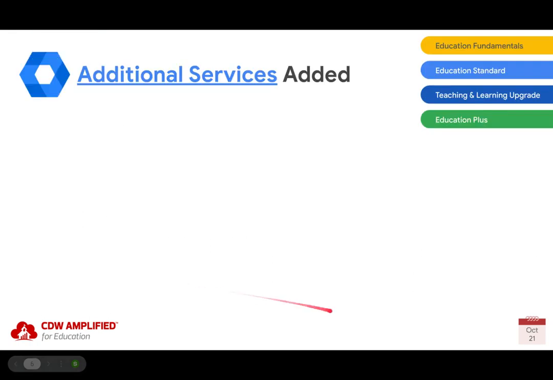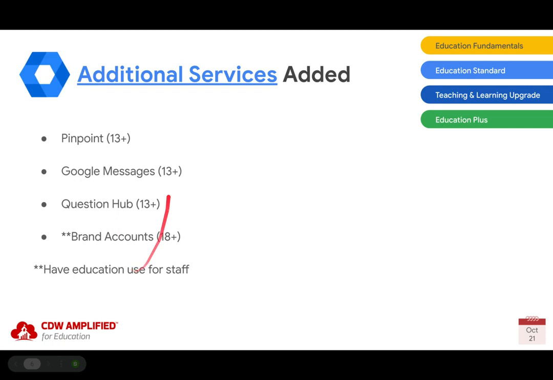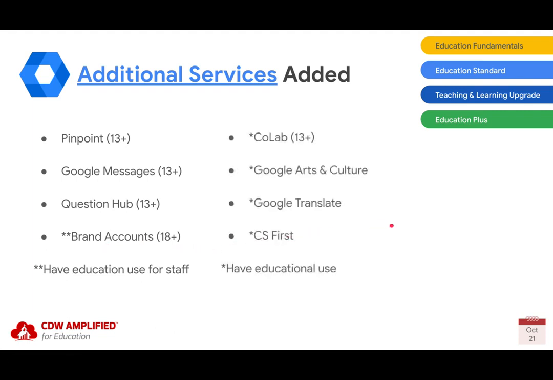So going into additional services, first, we'll talk about the more boring pieces. In our additional services in the admin console, Pinpoint, Google Messages, Question Hub, brand accounts, these were services that were all added into the console last year. You can forget about any of these besides brand accounts. Yes, brand accounts. Now, if you're utilizing brand accounts, the way to go is an access group. There shouldn't be more than half a dozen users that need this. So just note that.